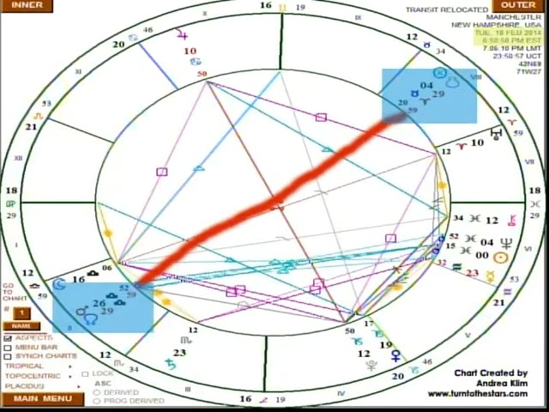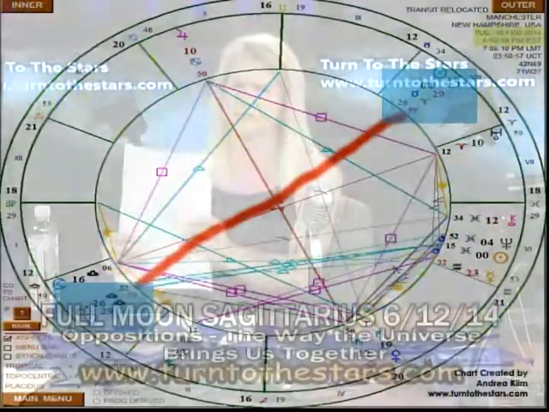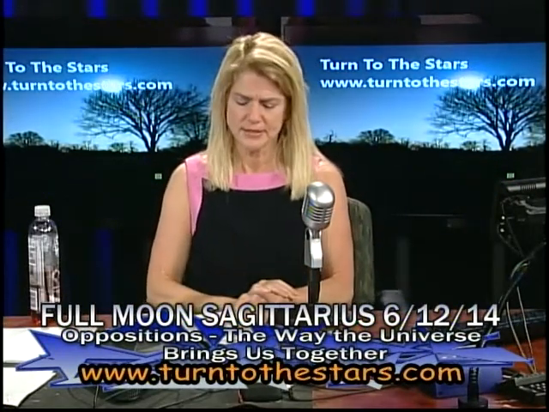Remember what I said at the beginning of the show. Oppositions are the way the universe brings us together. It's the way it raises our awareness. At the other end of the axis, the South Node is in Aries. Aries and Libra are exactly opposite, so they are connected.